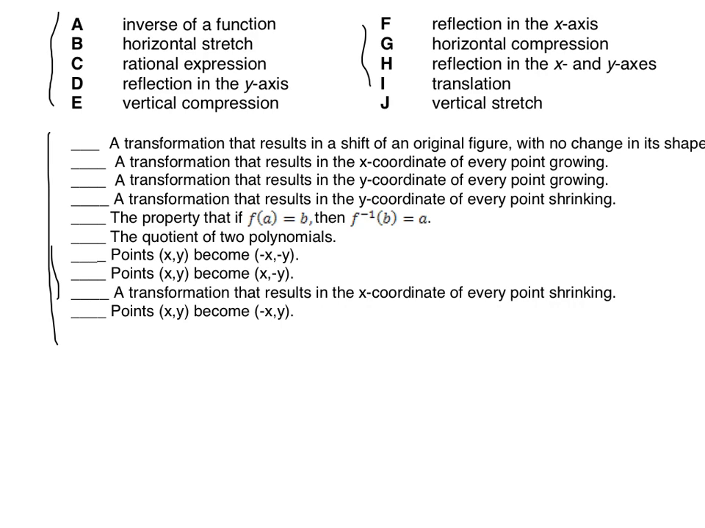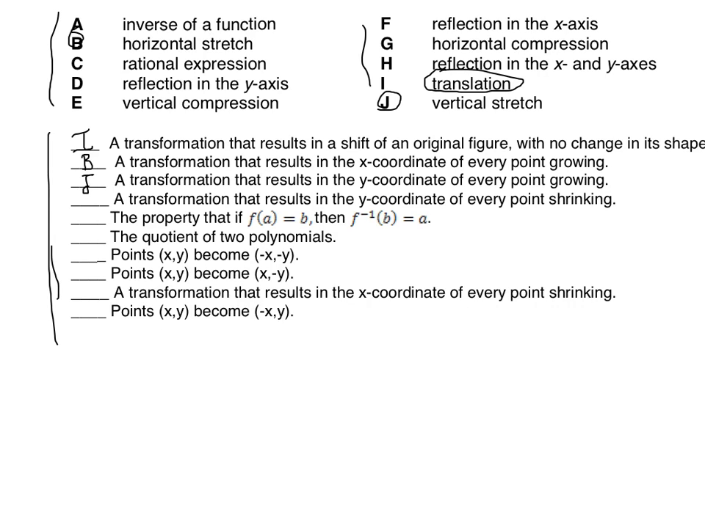The first one says a transformation that results in the shift of an original figure with no change in shape. The correct answer is translation, so this is I. The next one says a transformation that results in the x coordinate of every point growing. This means you have a horizontal stretch. Now horizontal stretch is B, so we're going to write B. The next one is a transformation that results in the y coordinate of every point growing, so this is a vertical stretch. This means that this one is J.